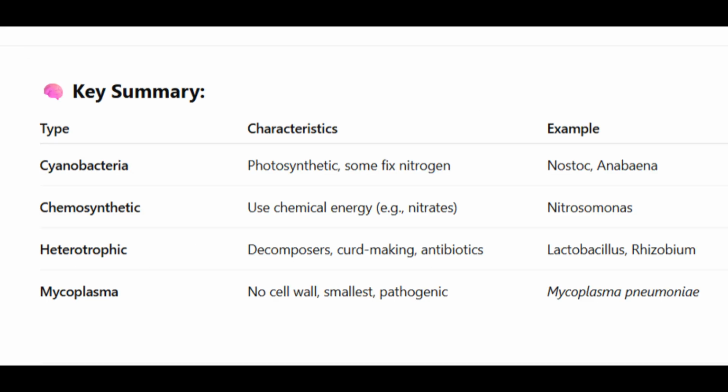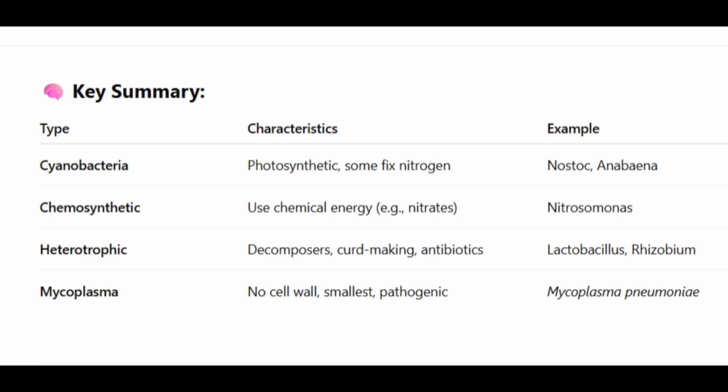Key summary for revision. Cyanobacteria. Think of these as nature's solar panels. They're photosynthetic, using sunlight to make food, just like plants. Some, like Nostoc and Anabaena, have a superpower. They can fix atmospheric nitrogen, fertilizing ecosystems. Often called blue-green algae.